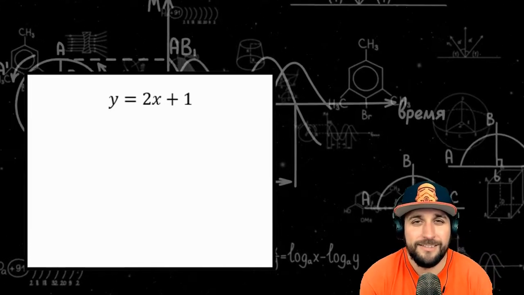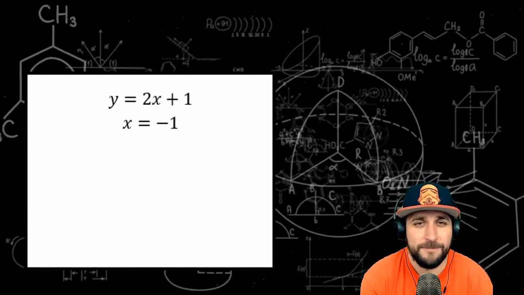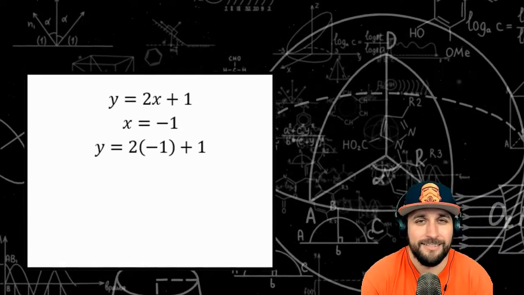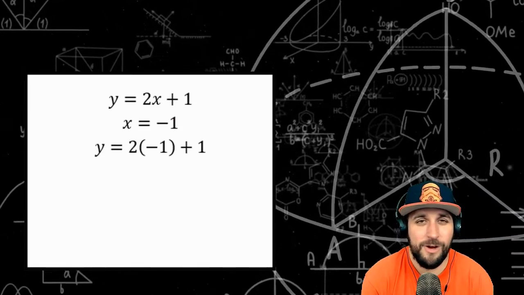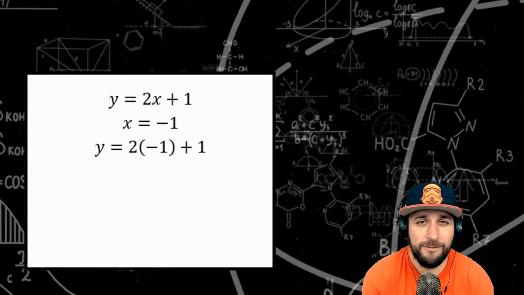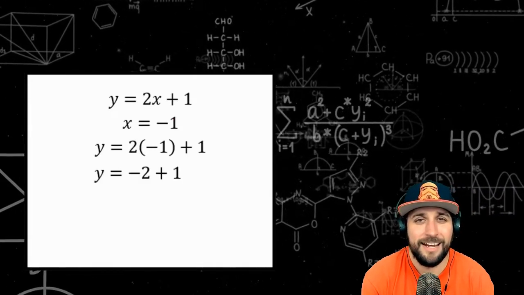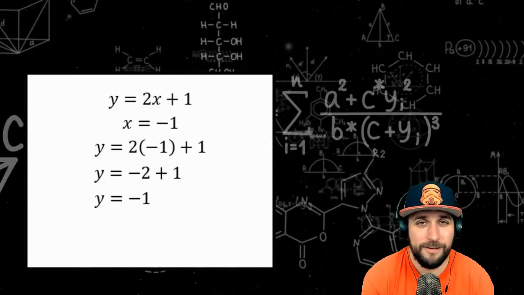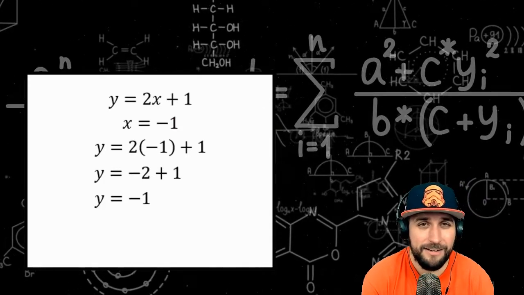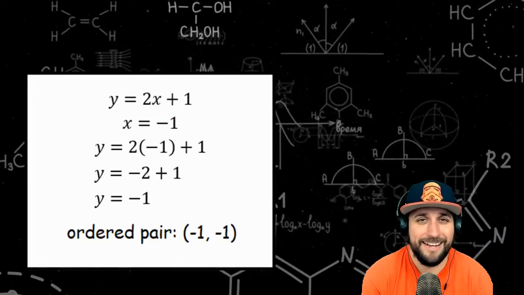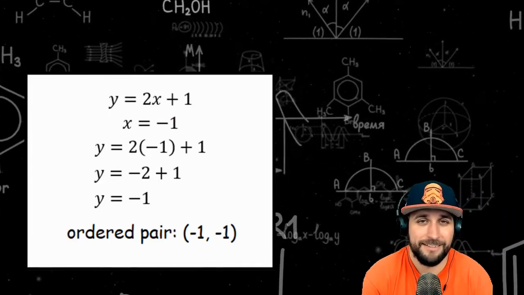The first point is negative 1 for x. So that's my input. So I plug negative 1 in for x. And instead of y equals 2x plus 1, I get y equals 2 times negative 1 plus 1. 2 times negative 1 is negative 2. And negative 2 plus 1 is negative 1. So when I plug in a negative 1, I get out a negative 1. So my first ordered pair would be at negative 1, x comma y.